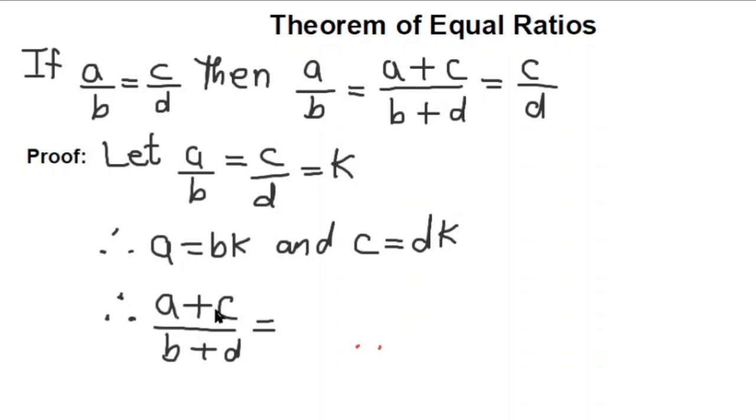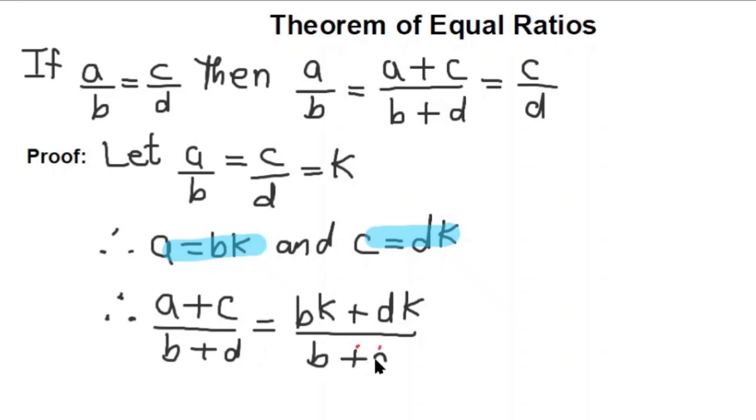Okay, so what we will do, the value of A that we got, instead of A we will write this. A is equal to what? BK, and instead of C we will write this, C equal to DK. Okay, so A is what? BK, so BK plus C is what? DK. DK upon B plus D we will write as it is. Okay, so B plus D.